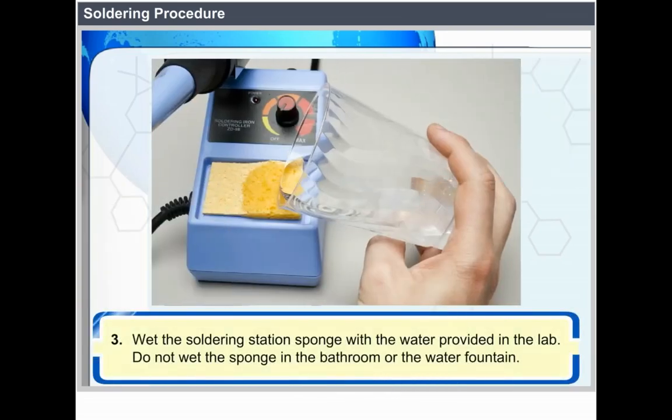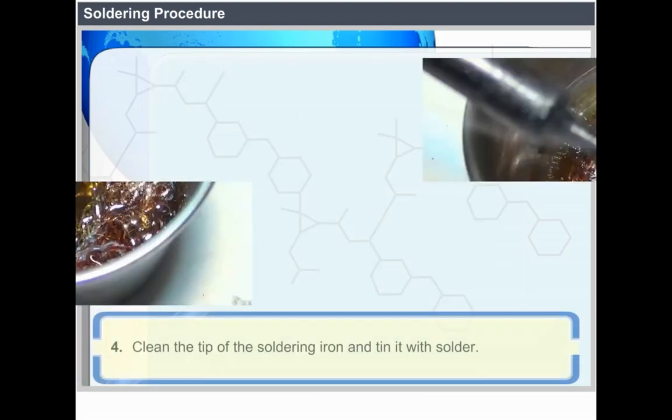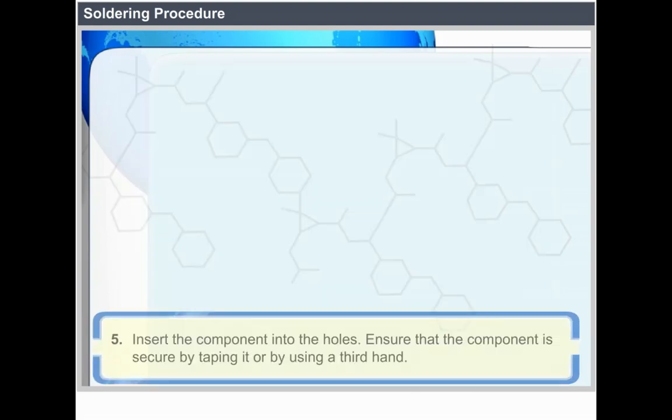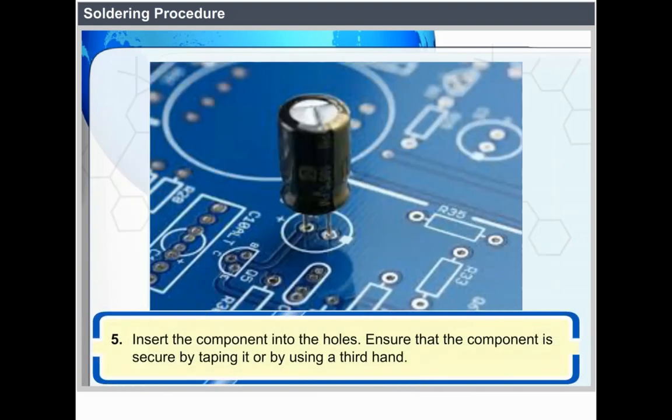Wet the soldering station sponge with water provided in the lab. Do not wet the sponge in the bathroom or the water fountain. Clean the tip of the soldering iron and tin it with solder. Insert the component into the holes.